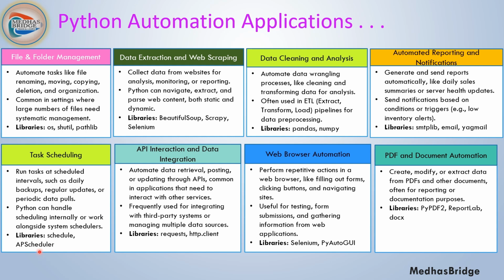Another area where we can use Python for automation is API interaction and data integration. You automate data retrieval, posting and updating through APIs. This is common in applications that need to interact with other services. It's frequently used for integrating with third-party systems and managing multiple data sources. The libraries are requests and http.client, which is where you use REST APIs, as we generally say.